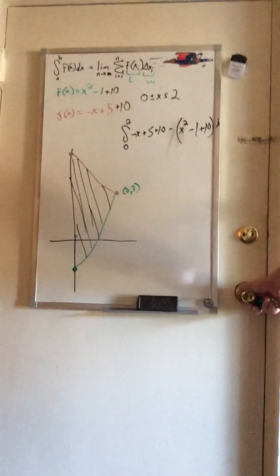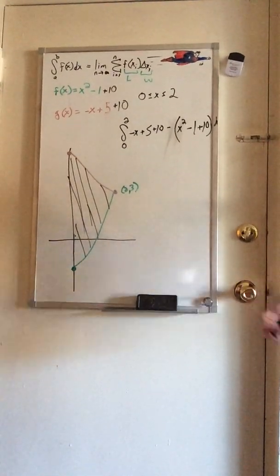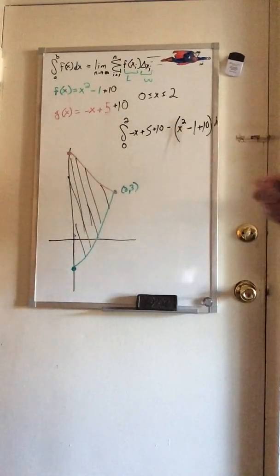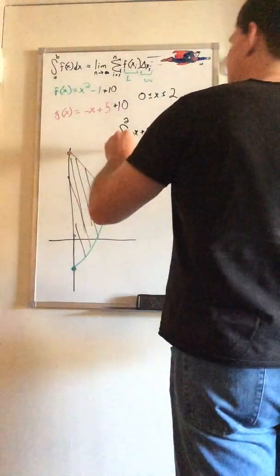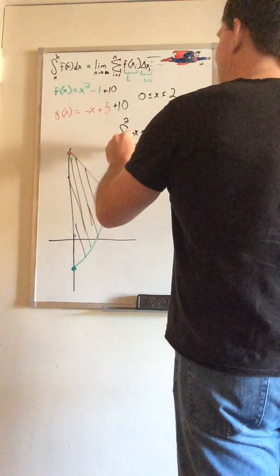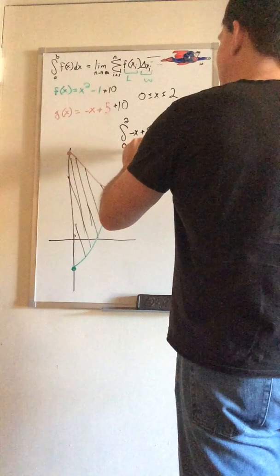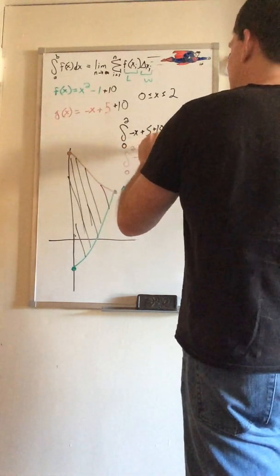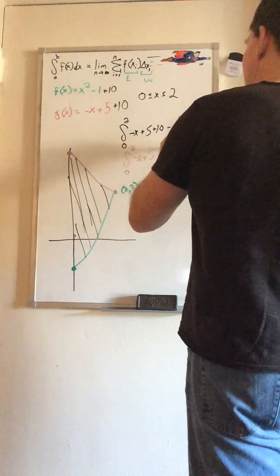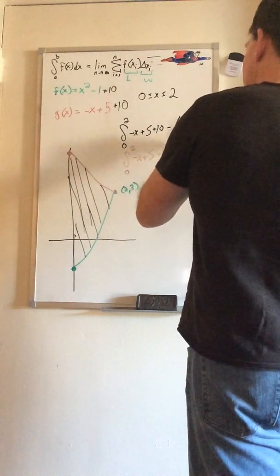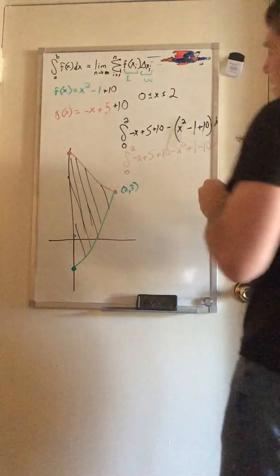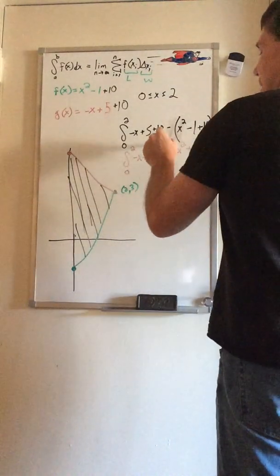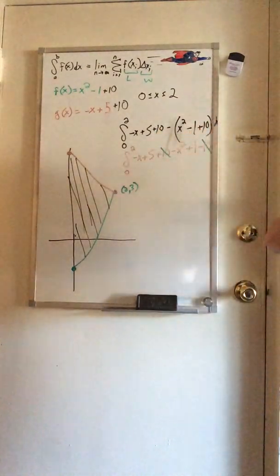And again, I'm deliberately not combining the constants, because if we just manipulate this, that's the integral from 0 to 2 of negative x plus 5. Now I'm going to distribute the plus 10 minus x squared plus 1 minus 10 dx. And now right away I see plus 10 minus 10 cancels.